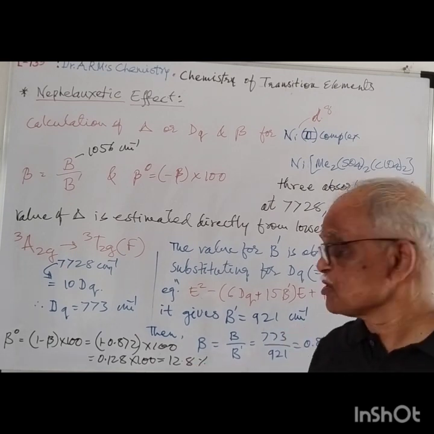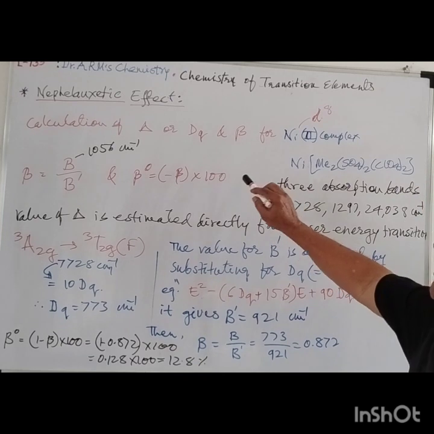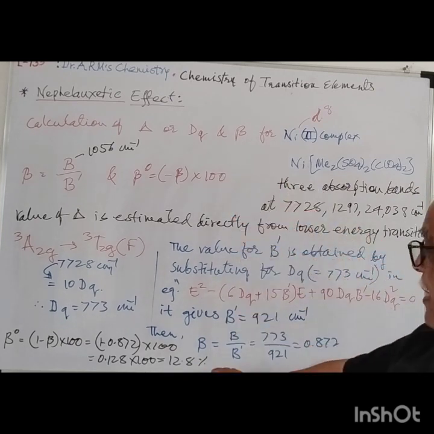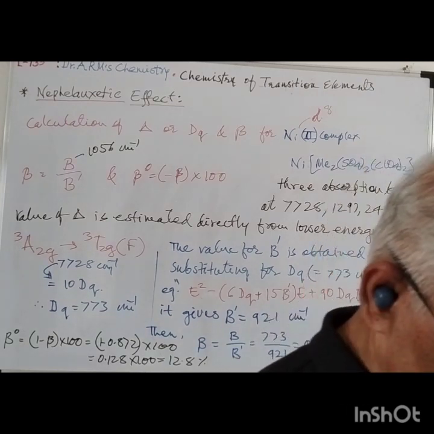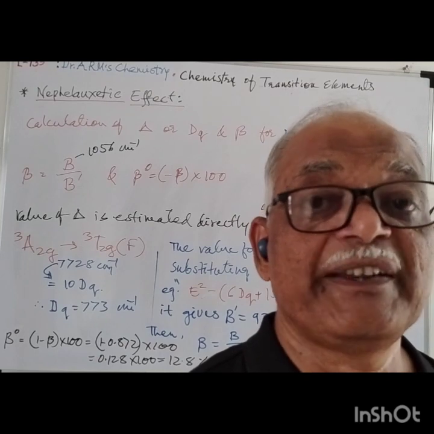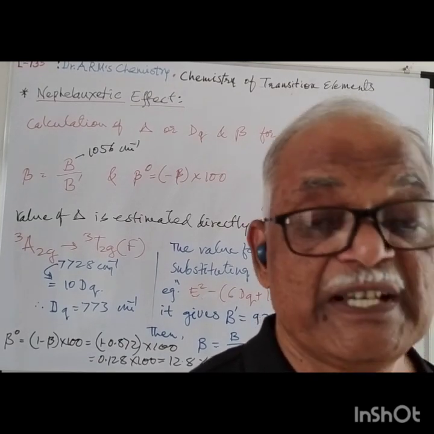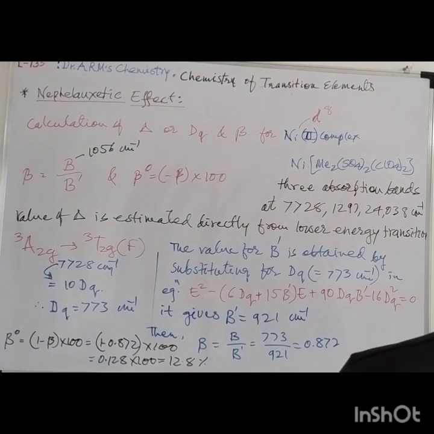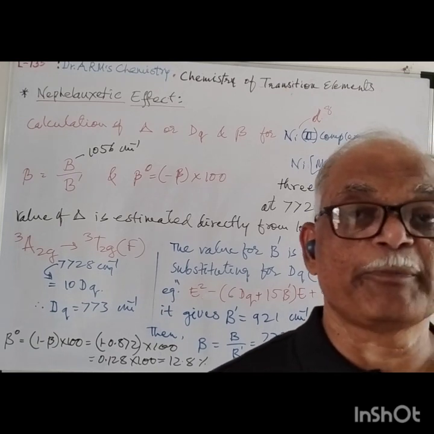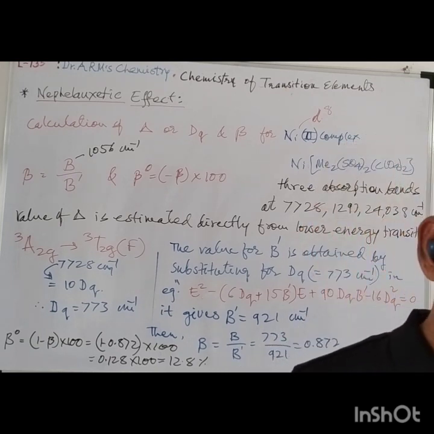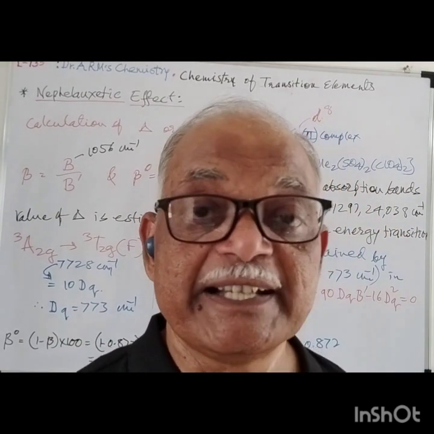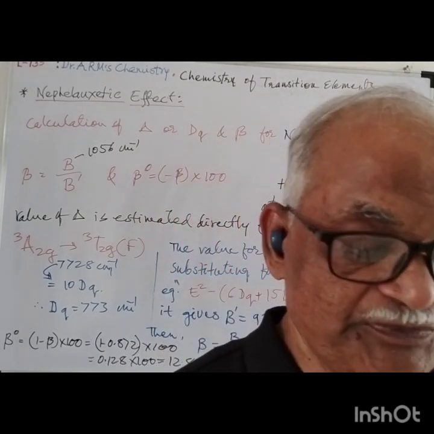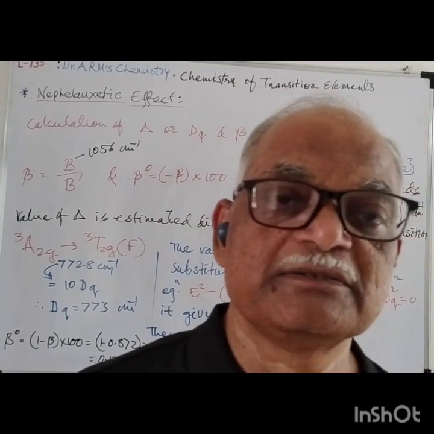So when the complex is formed, the energy required for pairing electrons is reduced. That is, we have calculated the reduction, reduced by 12.8%. So in this way, the reduction in energy for pairing the electrons due to Nephelauxetic effect is calculated using the spectral data also. So with this we have completed this point as well as this topic, and next time we are going to begin with a new topic, that is metal carbonyls and related compounds. So we will stop our discussion here.